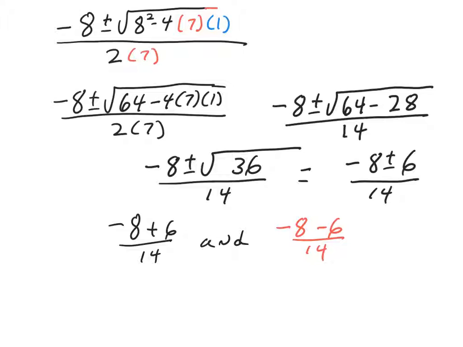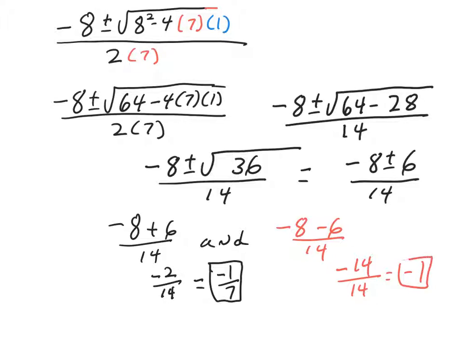Okay, so we'll do the first one on the left over here. Negative 8 plus 6 is negative 2. We'll get negative 2 over 14. And negative 2 over 14 is going to be negative 1 over 7. So there's one of our solutions. And then the other one's going to be negative 8 minus 6, which is negative 14, over 14, which is negative 1. So our solutions are negative 1 over 7 and negative 1.